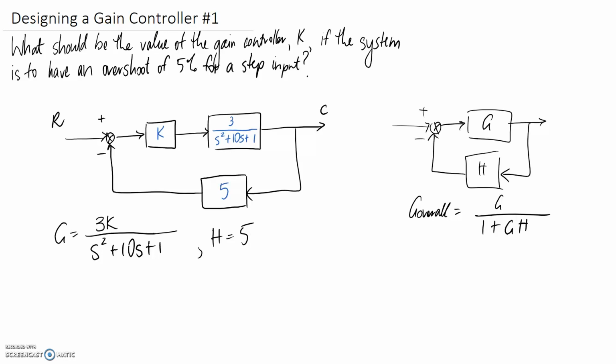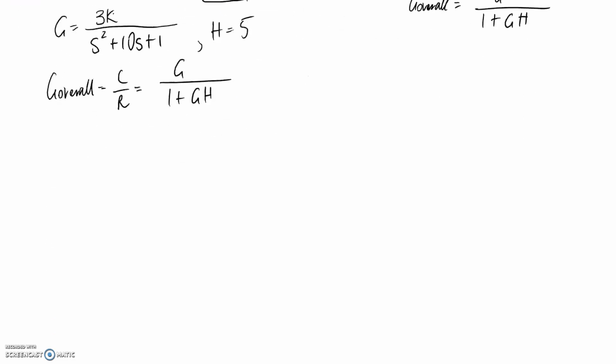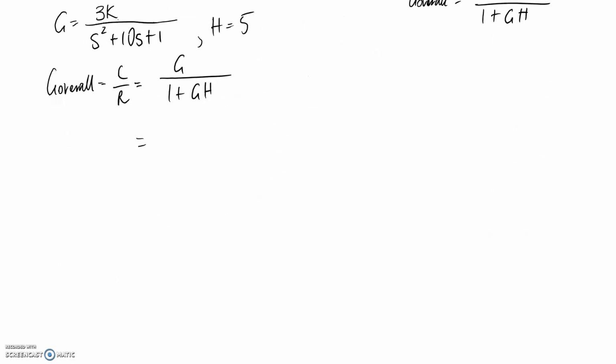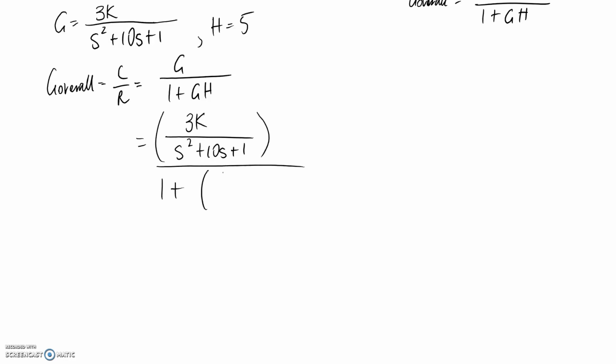Alright, so now let's go ahead and apply this equation for the overall transfer function. And in our case, that's going to be the same as C on R. So it's going to be G on 1 plus GH. Substituting in what we've got, this is G divided by, put this in brackets, 1 plus G times H on the end there.